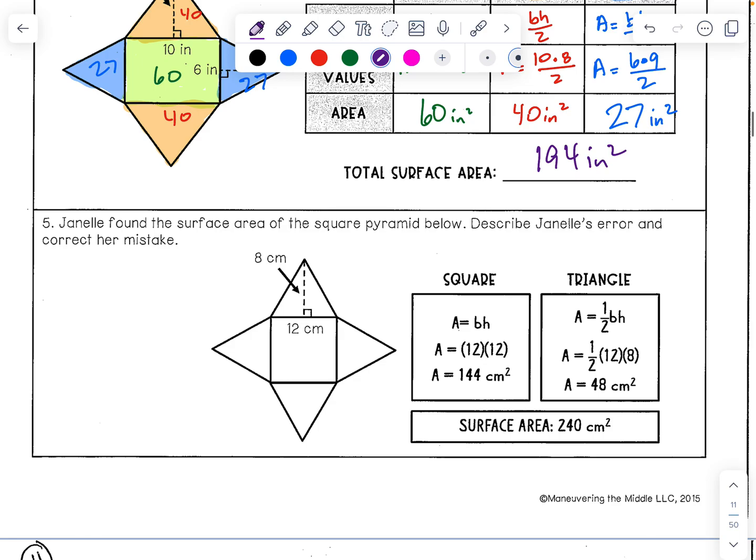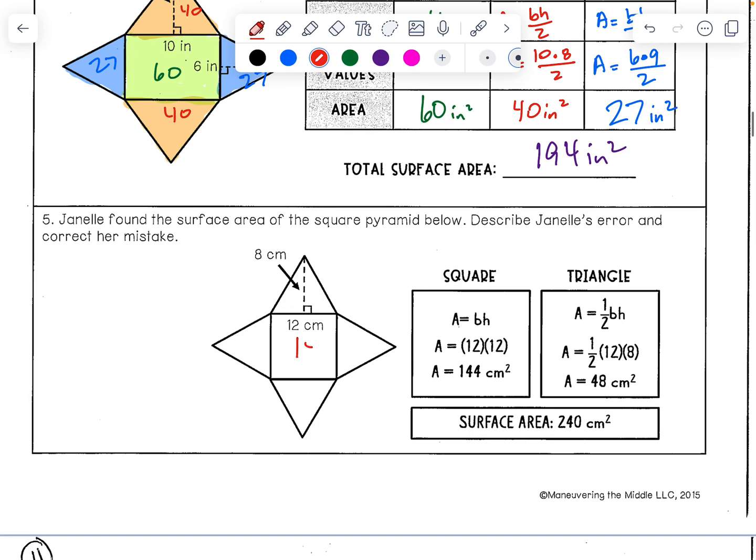Last question. It says, Janelle found the surface area of the square pyramid below. Describe Janelle's error and correct her mistake. So it's got a height of 8 and a base of 12 for this square pyramid. If we need to find the area of the base, it's 12 times 12. And how do we know that? Well, it's a square, and all their sides are equal or congruent. So let's see. She says that the base of the square is 12, the height is 12, which is 144 centimeters square. Yes, that is true. I agree.